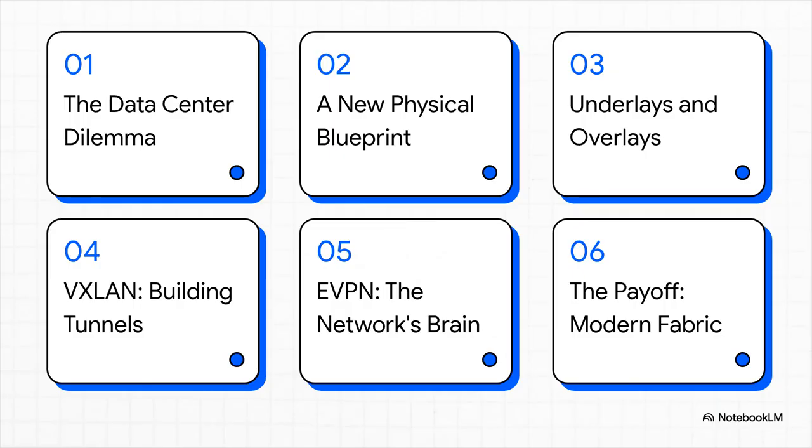All right, so here's our game plan. We'll kick things off with the big problems that plagued old data centers. Then, we'll look at the new physical blueprint that totally changed the game. From there, we'll get into the core ideas of underlays and overlays, and then, the really cool part, how VXLAN actually builds the virtual tunnels and how EVPN acts as the network's brain. And finally, we'll see what it all unlocks.